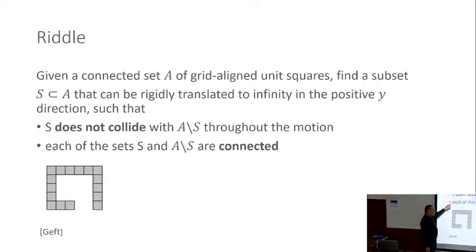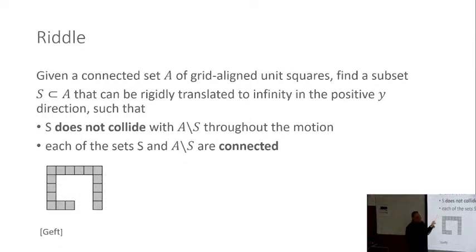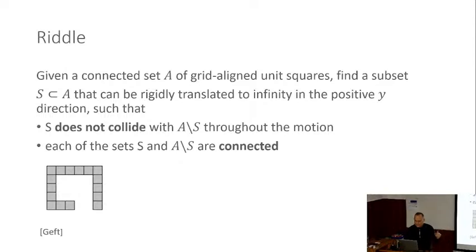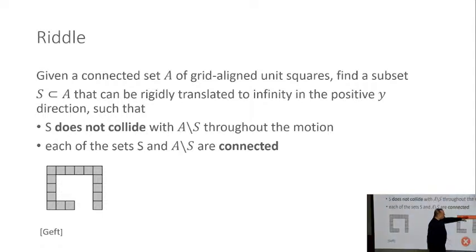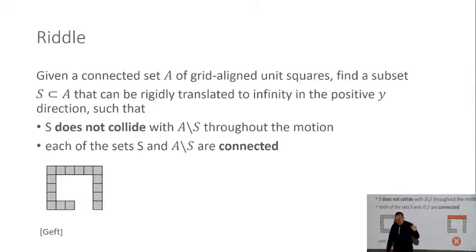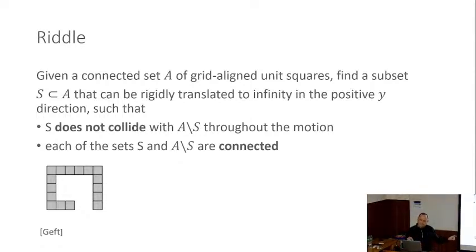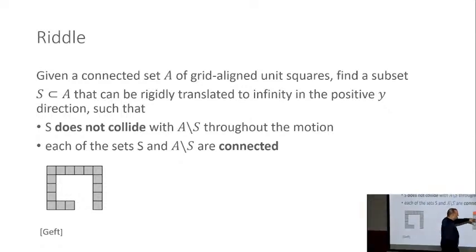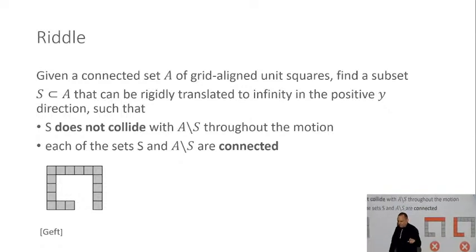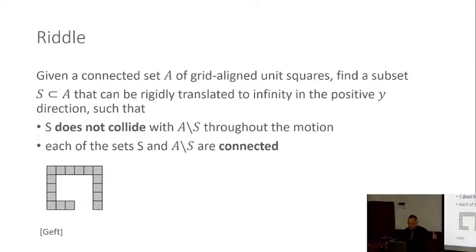But I add another constraint, and it is that I'm asking that both S and A minus S will be edge connected. And I'm explaining. So here is a possible set S, not good. Why? It can slide upward without hitting the remaining blocks, but it leaves the remaining blocks as a disconnected set. Here is another bad example. Both S and A minus S are connected, but if I slide S upward, it will hit A minus S. And here is a good example.